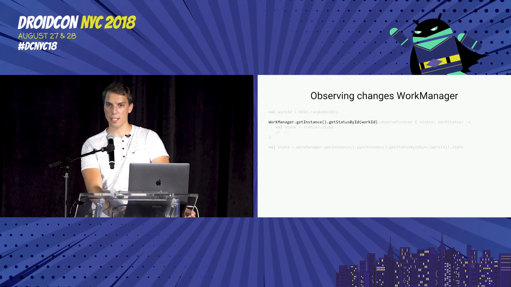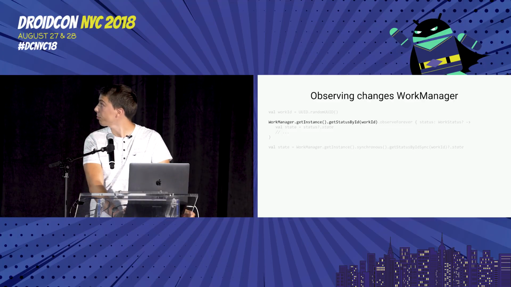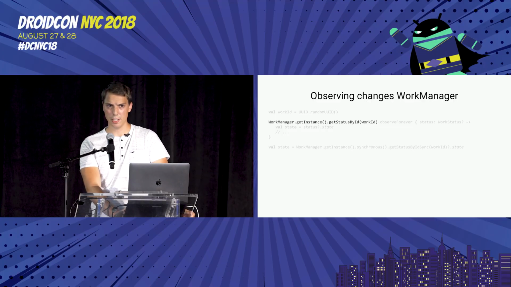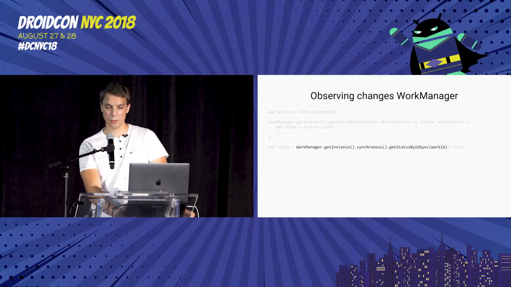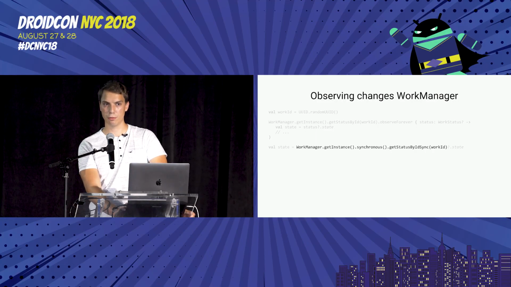And then you get callbacks like it's enqueued, it's currently running, or it finished. And if you don't want to use live data, you can also call this in a blocking way with the synchronous WorkManager. Keep in mind that you should only do this on a background thread, because this method in the end will hit a database and you don't want to run database queries on the main thread.